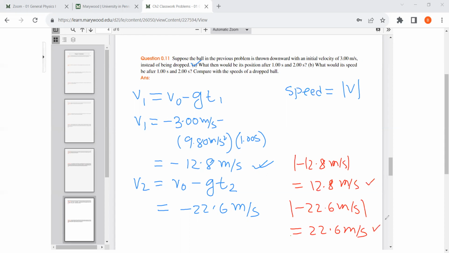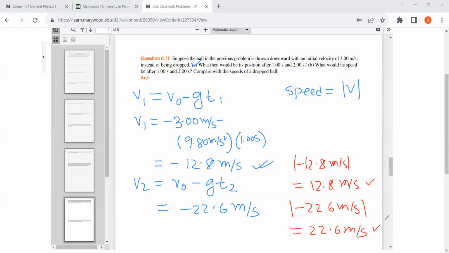This is only valid when the object moves in a straight line and doesn't change direction in its journey. So for example, when you drop something, it's just going downward, right? It doesn't change the direction of its path. So we can do that, but if it changes direction and is not in a straight line, we cannot do that.